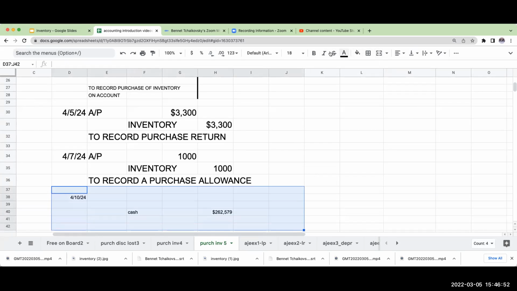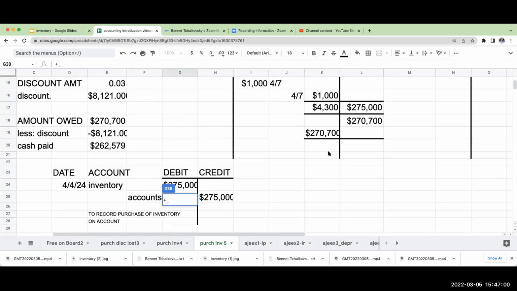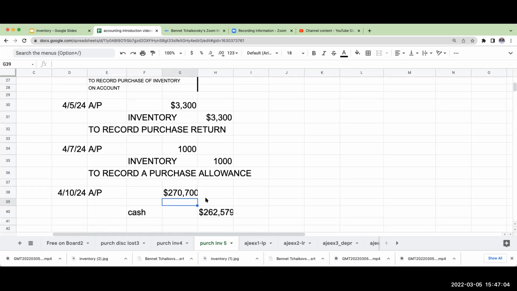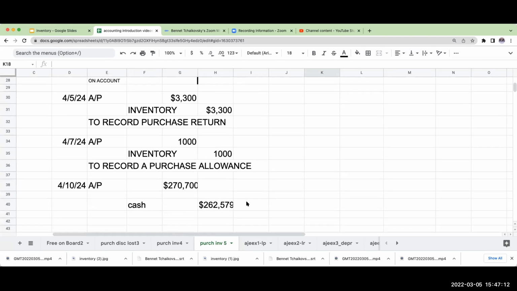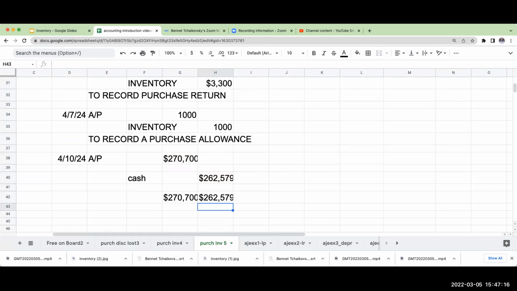We're crediting cash right over here for $262,579. What I'm also doing at the same time is debiting accounts payable for the full amount, because remember, when we take advantage of that discount, we're able to write off the whole thing, and we don't owe any more money. Now, what is my problem? My total debits of 270,700 do not equal my total credits. So I'm going to need to balance.